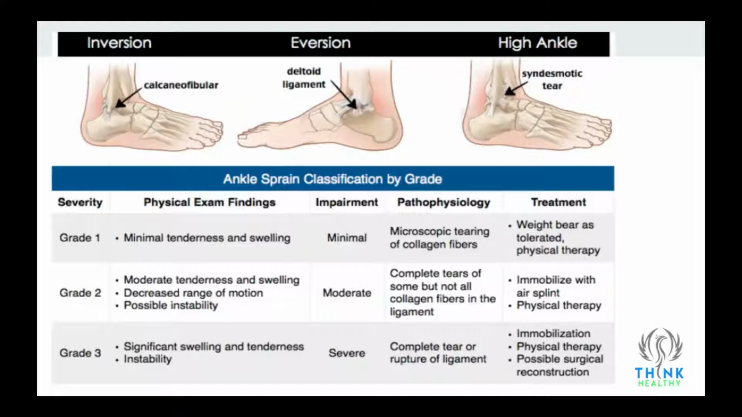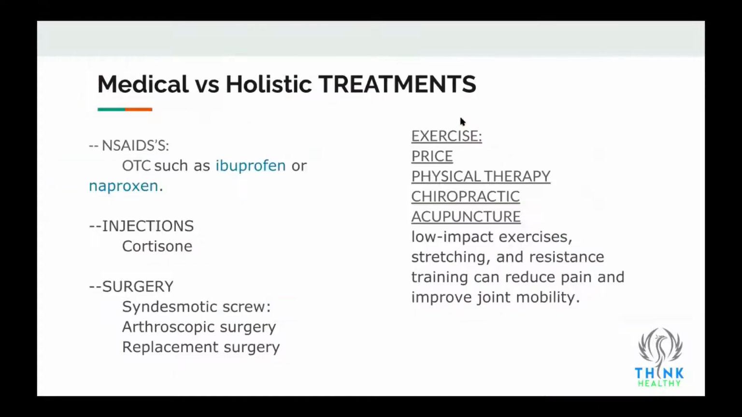So remember these 3 ligaments. Your calcaneofibular, so this is calcaneus, this is fibular, so we call it calcaneofibular. The deltoid ligament is a triangle between the tibia, the talus, and also the navicular bone, and it looks like a little triangle. That's why we call it deltoid ligament. And we have the syndesmotic tear, which is the connection between the tibia and the fibula. So these are the ones that you want to remember.